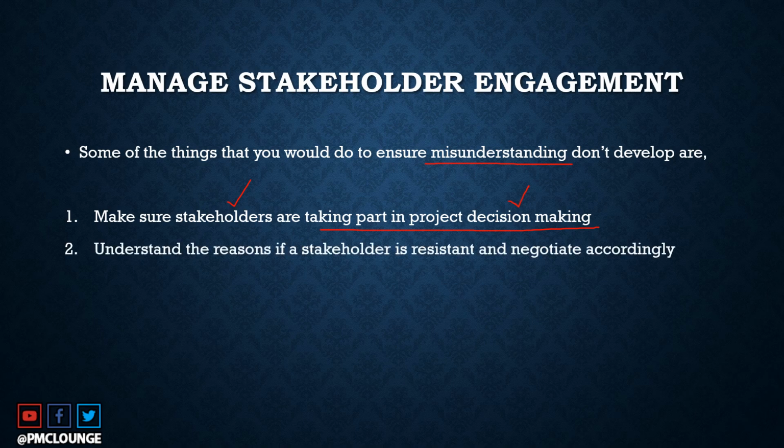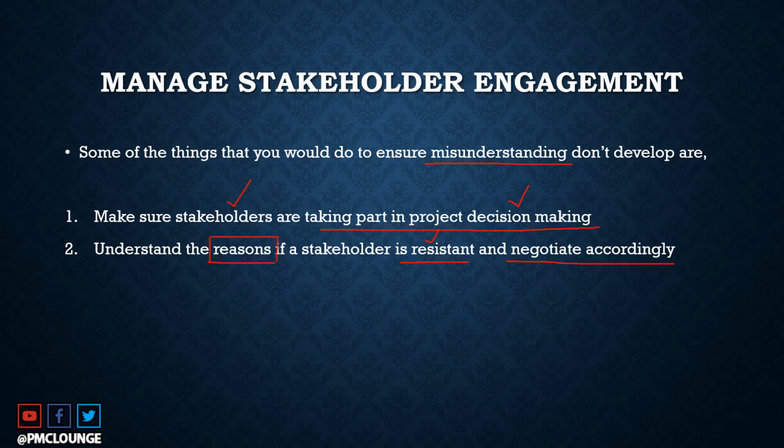Number two, understand the reasons if a stakeholder is resistant and negotiate accordingly. So all of us are going to have certain stakeholders that are going to be resistant or negative as part of your project. Just because someone is resistant or negative towards your project should not give you the license to not understand their reasons and just ignore them. You should not do that. You need to understand the reasons.